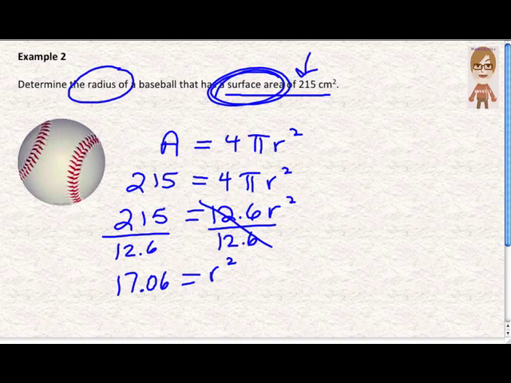So we need to be able to think of the Pythagorean theorem. And at this point, with the Pythagorean theorem, we always take the square root of both sides. So we're going to take the square root of 17.06, and we get 4.13 centimeters. And that's the radius. And that's what you were asked to find. You were asked to work backwards and find out what the radius must have been.